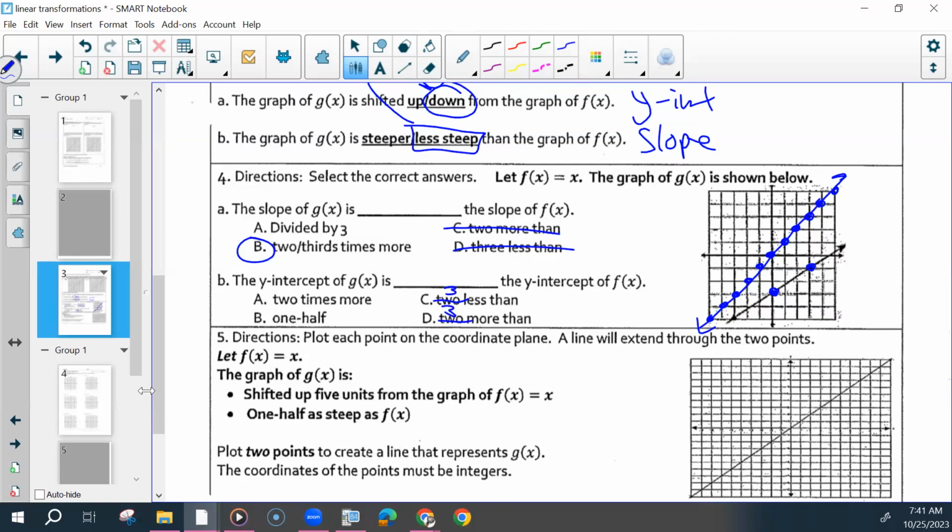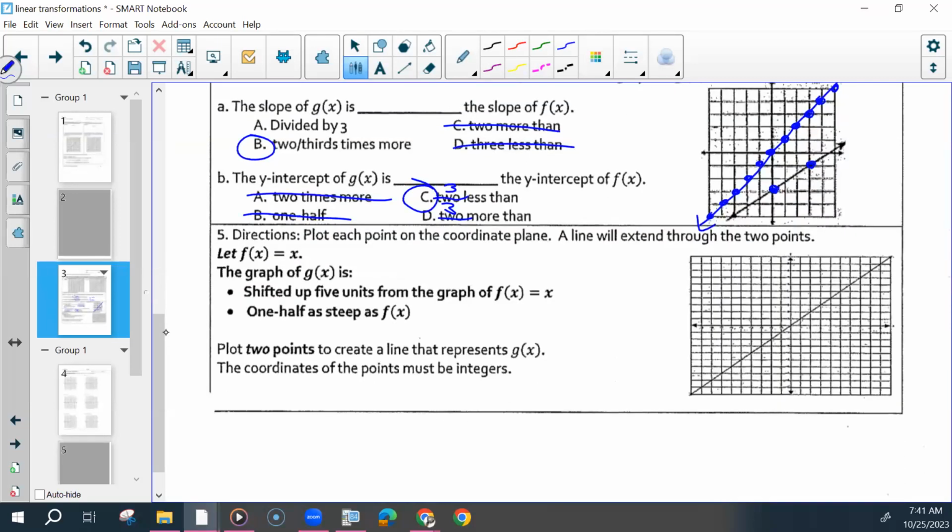But the y-intercept of the new function compared to the old one is what? Which of these applies? It's 3 less than, and we found 3. Can't be multiplying or dividing. Has to be adding or subtracting. Do you have questions on either of those? -3, yes.